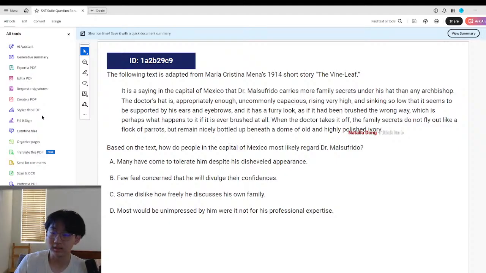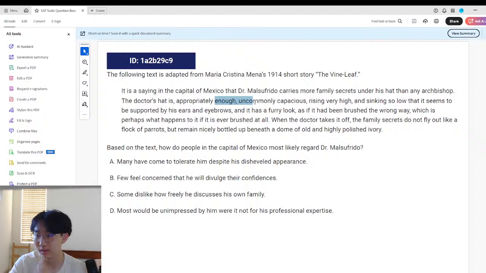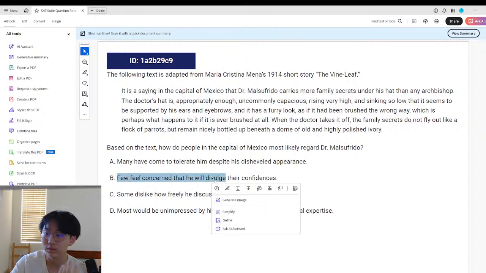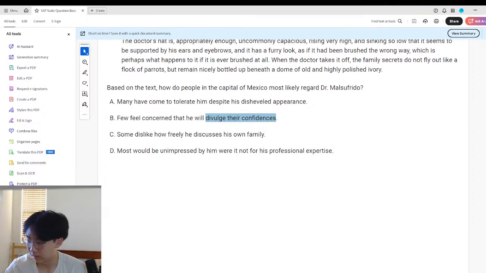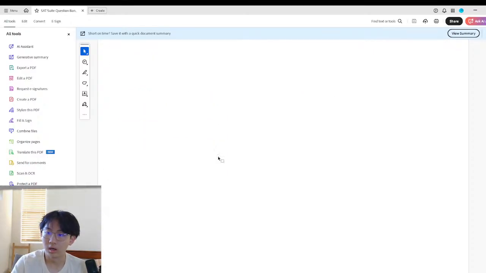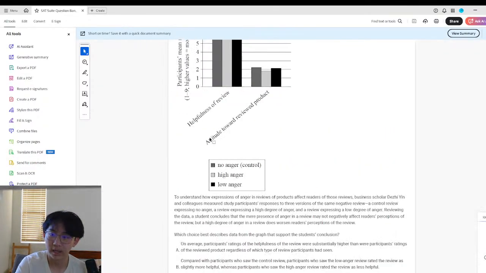We're looking at how this doctor has this hat, and this hat rises high. It makes him look like whatever it is, but it's not like he will give away his secrets. So that's what we're looking at here. Few feel he'll divulge their confidences or give out their secrets, right? That's what this phrase is saying. Great. Okay, so let's continue here with the next passage. Here we go.